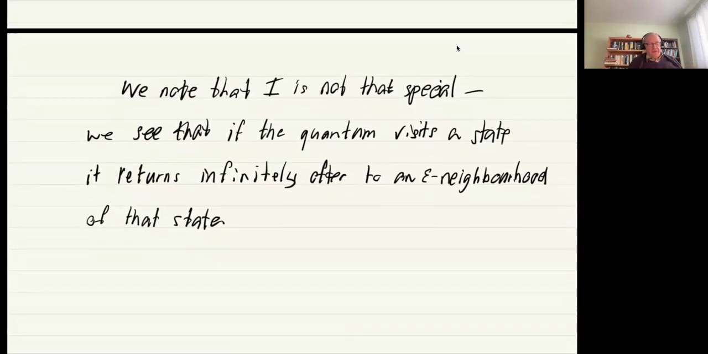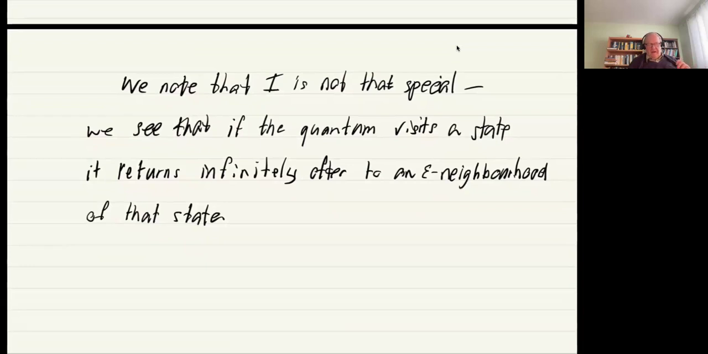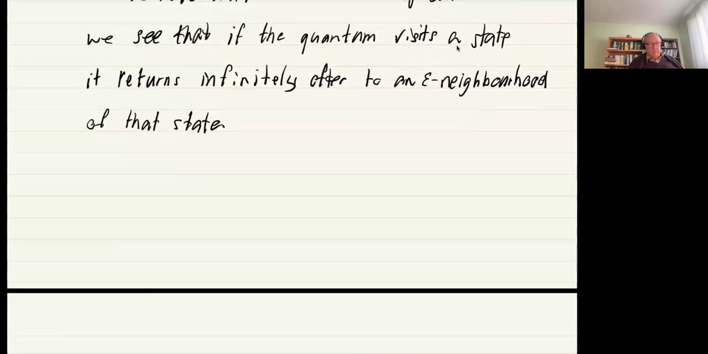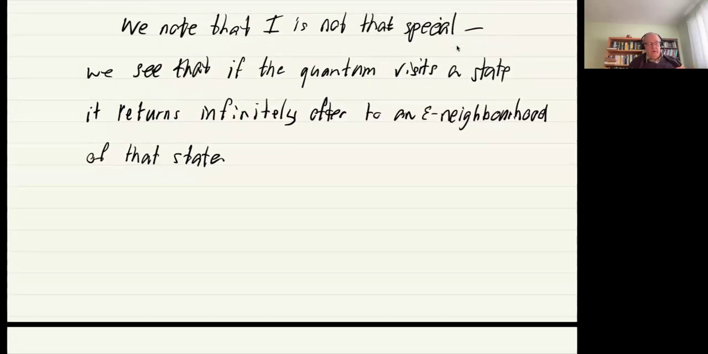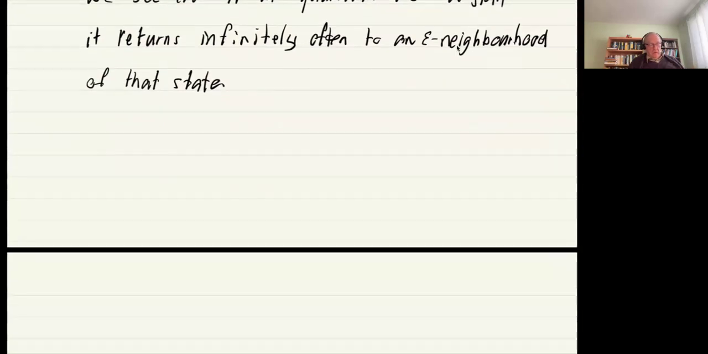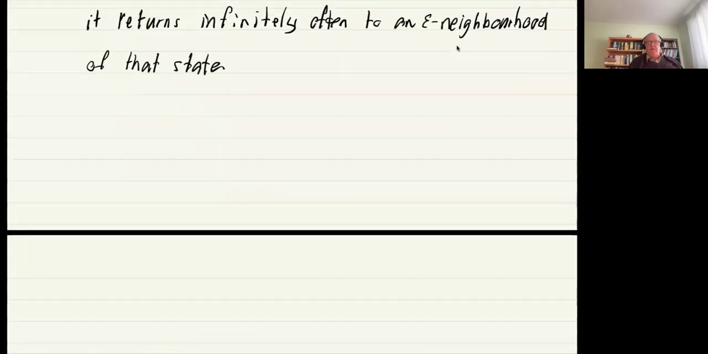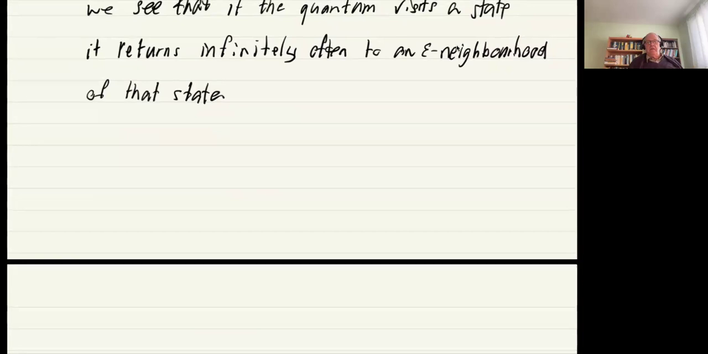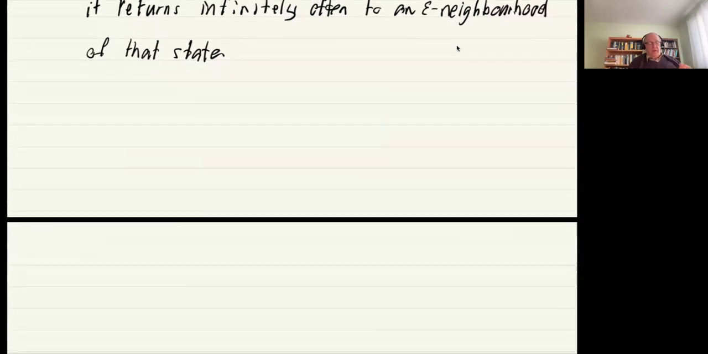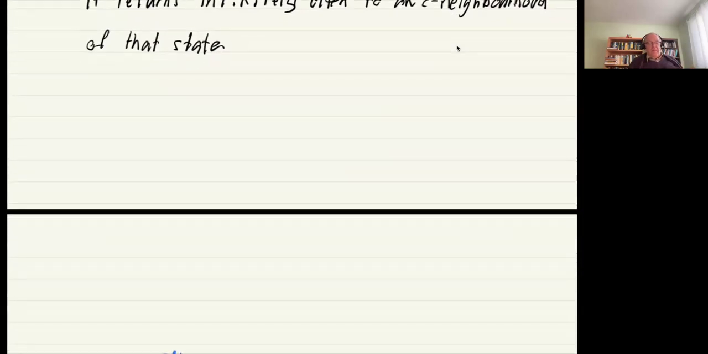And this is just repeating what I just said, that there's nothing particularly special about identity. It's true for any state that if it visits a state, then it must return within epsilon of that state infinitely often. Okay, any questions about that? That's an important qualitative property of continuous walks.